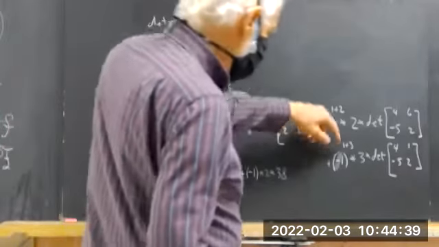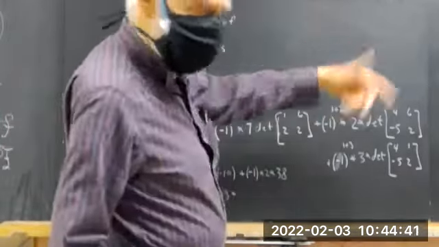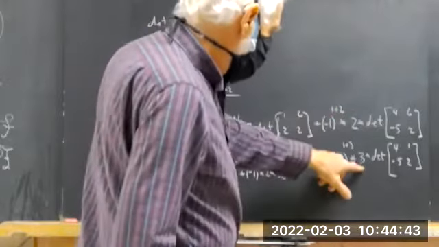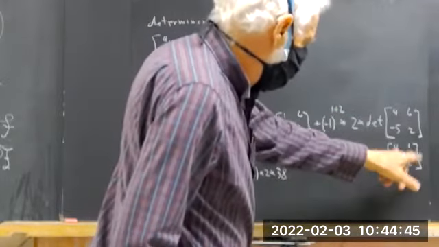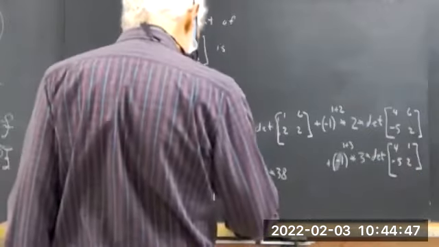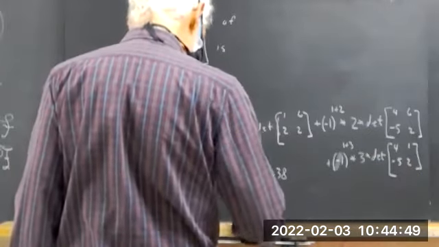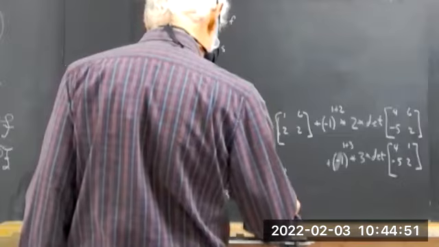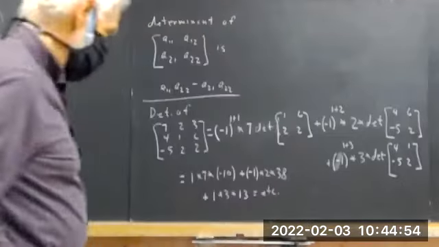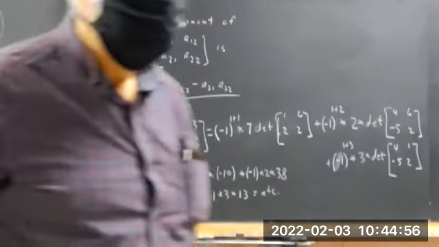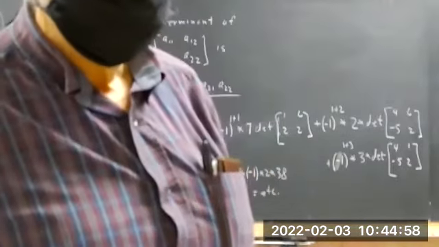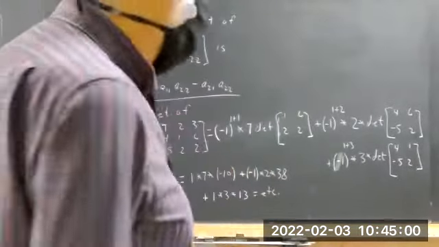That's going to be 1 to the 4th power, which is -1 to the 4th power, which is 1, times 3. And this determinant is 8, and 5 is 13. Okay. That's how you calculate it. Now there's some words.